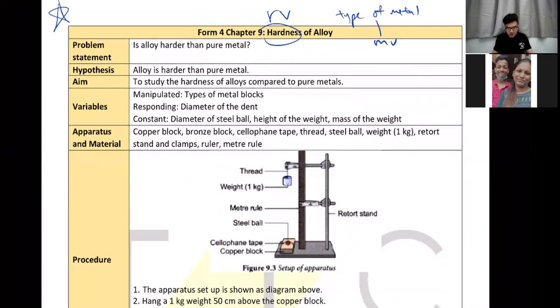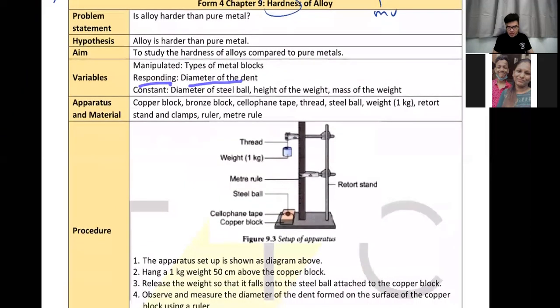Okay, so your variables. They will give you the type of metal block, that is the type of metal. For responding, you must say, what is the diameter of the dent? Because they are doing the experiment like this. They are dropping a weight on a ball, and then the ball will create a dent on the block. So it depends on the diameter. If the metal is very hard, the dent will be very small. If the metal is very soft, the dent will be very big. So the diameter of the dent is the hardness. Same thing. If you punch a metal which is very soft, it will have a very big dent. If you punch a metal which is very hard, the dent will be very small. So the diameter of the dent. All right, so constant, your CV, will be the diameter of the steel ball, height of the weight, mass of the weight.